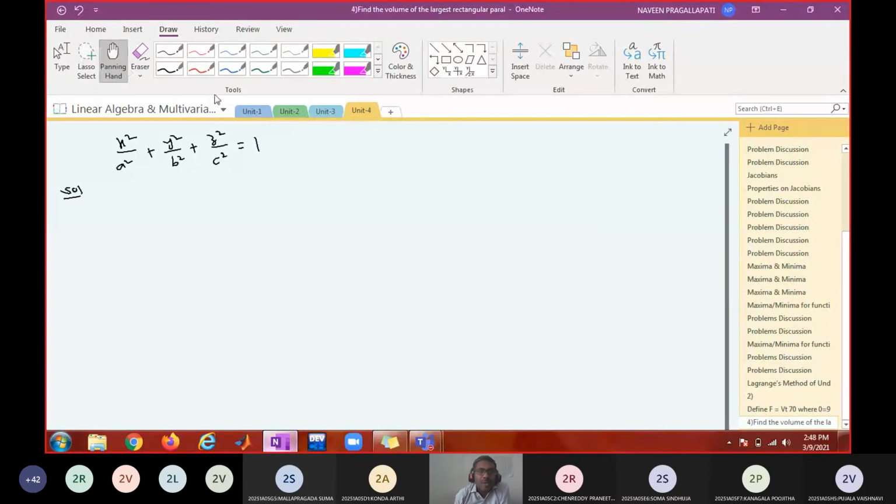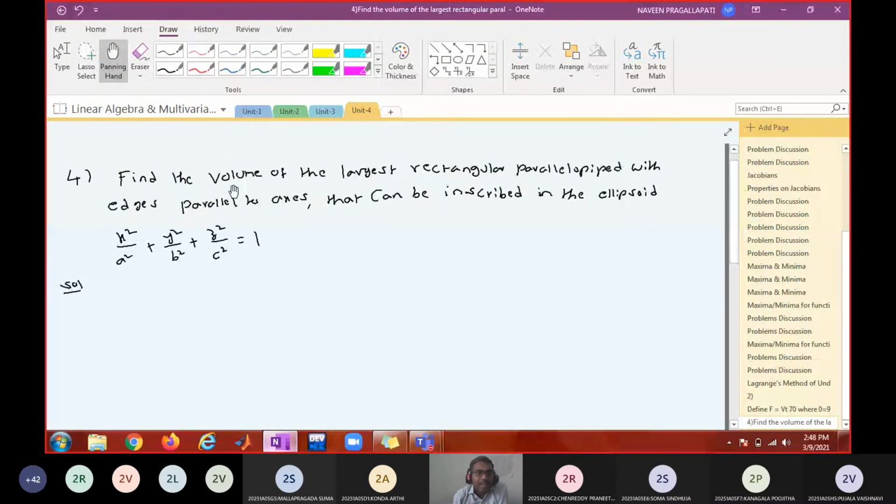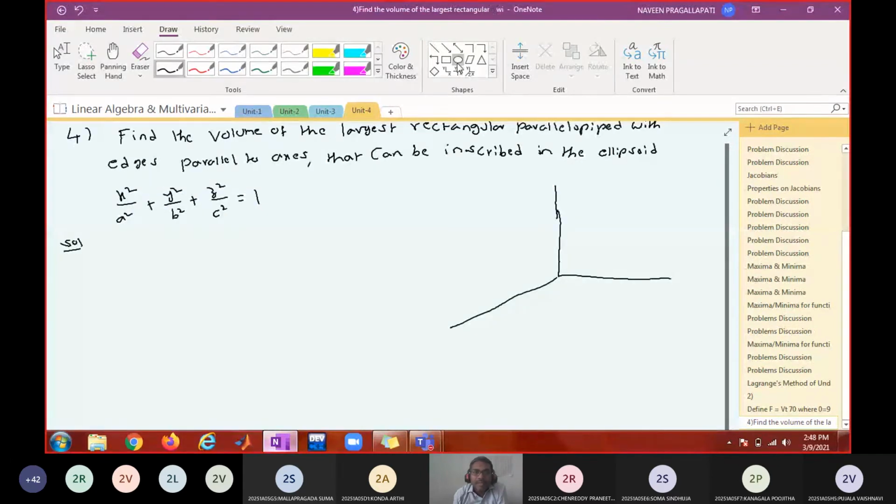So how do we do it? That means it should have the largest volume, the largest rectangular parallelepiped. So there is an ellipsoid. Forgive me if I don't draw it correctly. So there is an ellipsoid, and to have a three-dimensional picture, we can do it like this.